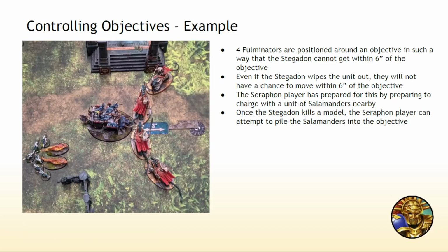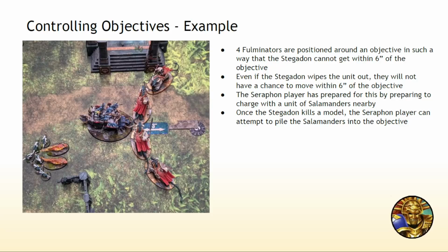And here's an example of the opposite of that tactic, where you're on the close side of an objective. The reason for that is that if you'll notice, the Stegodon, when it finishes piling in combat, cannot get within 6 inches of that objective. So even if that Stegodon swings really high and kills all of those Fulminators, its movement is done. It can't contest the objective.